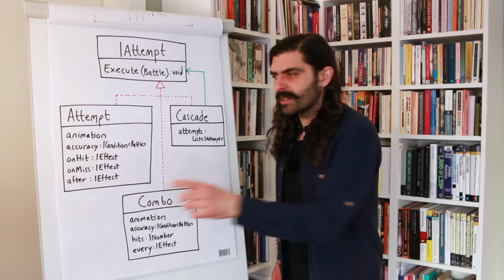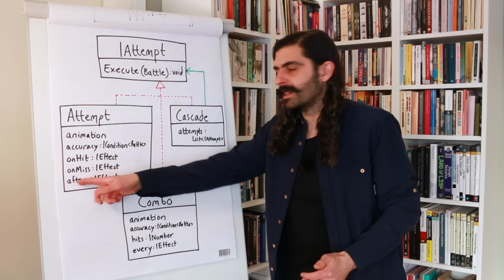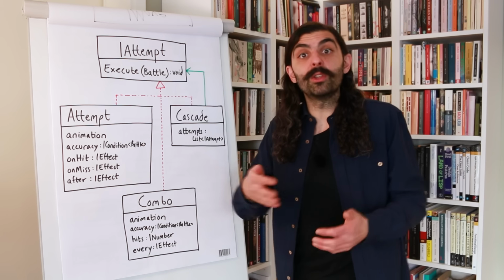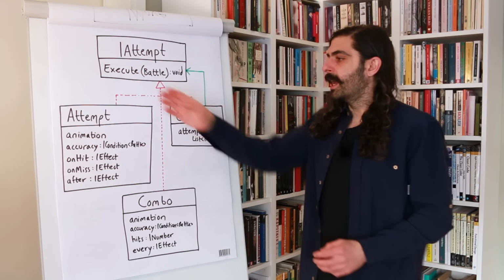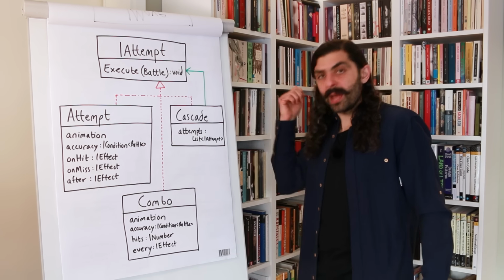And of course, here I'm not suggesting that onMiss should be null when we don't want to express an onMiss effect. And I'm not suggesting that after should be null when we don't want an after effect. What I'm suggesting is that we should follow the null object pattern. We will look at that later. Okay, so this is the attempt type. So this is how we structure an attempt, an attempted strike.